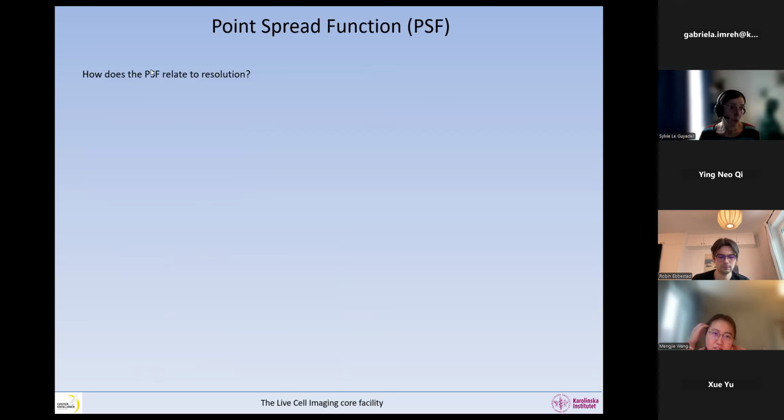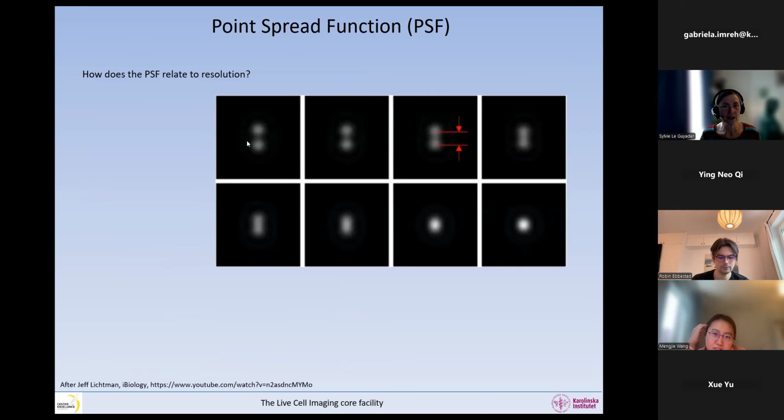How does this point spread function, the blob with the rings, relate to resolution? So you can see here, this is the bright center of the point spread function. If we would push the brightness and contrast, we would see the rings. The rings are so much dimmer that it's a little bit hard to see them. So here is the bright blob that is in the center, the rugby ball.